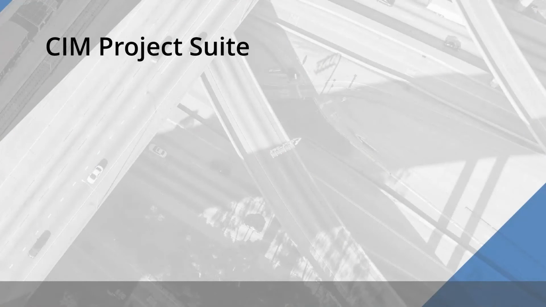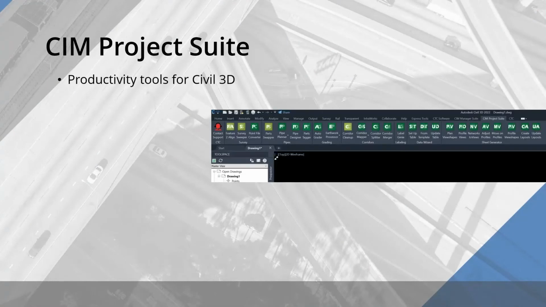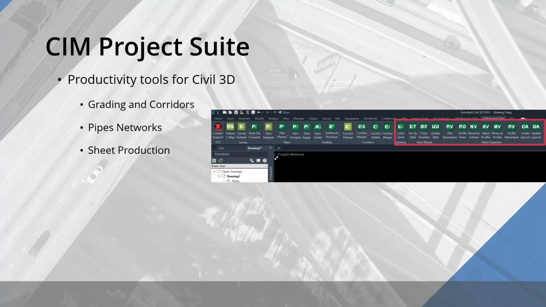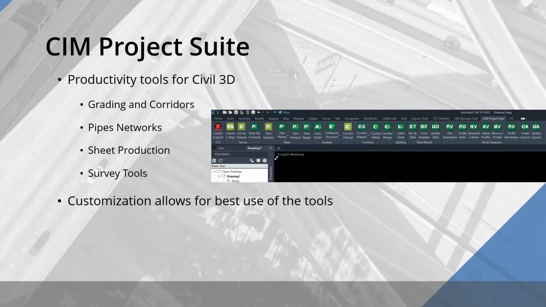So the CIM Project Suite, what is it? It's a whole bunch of productivity tools for Civil 3D. All of those areas in Civil 3D where there are gaps, that's difficult to use, clumsy to use. It could be in grading and corridors. We have a whole series of tools there. Pipe networks, enhancing how those tools work. Sheet production, from labeling, to QTO and legends, to plan and profile sheet production. Many of our tools totally improve how Civil 3D works in that way. And of course, there's a few tools for survey or general use as well.